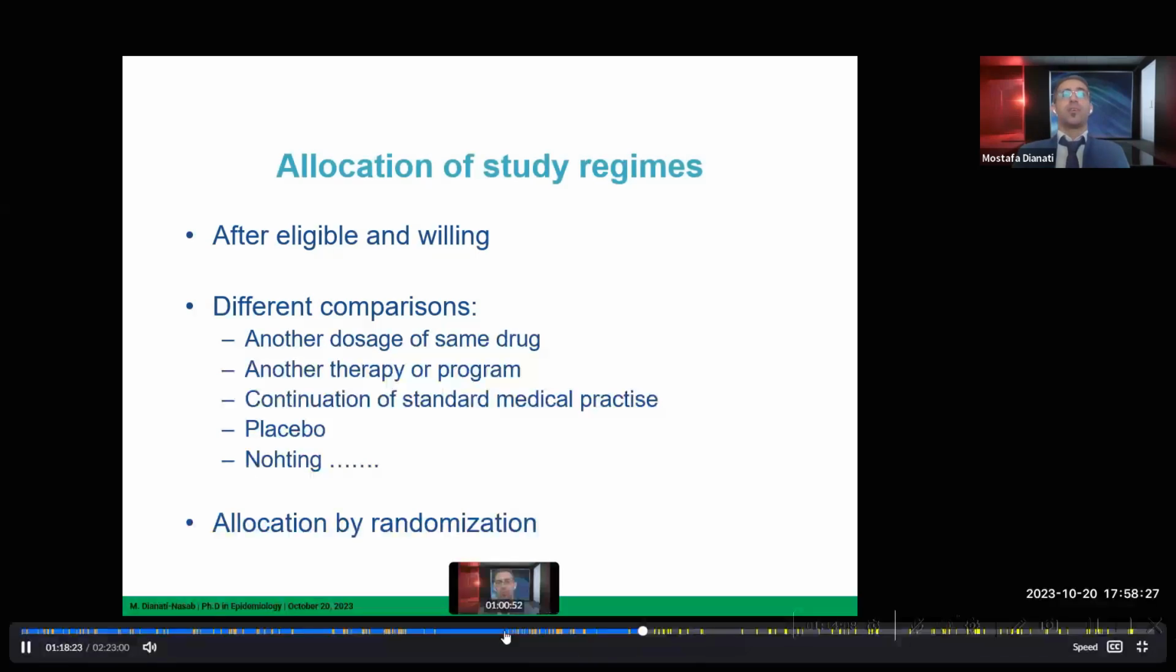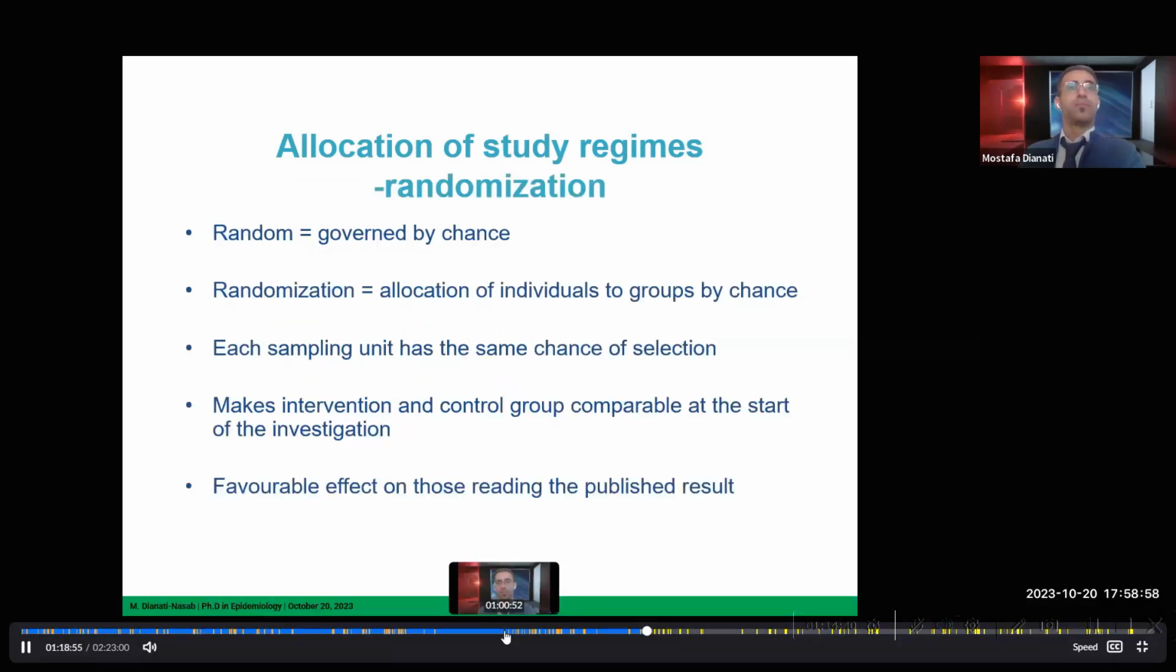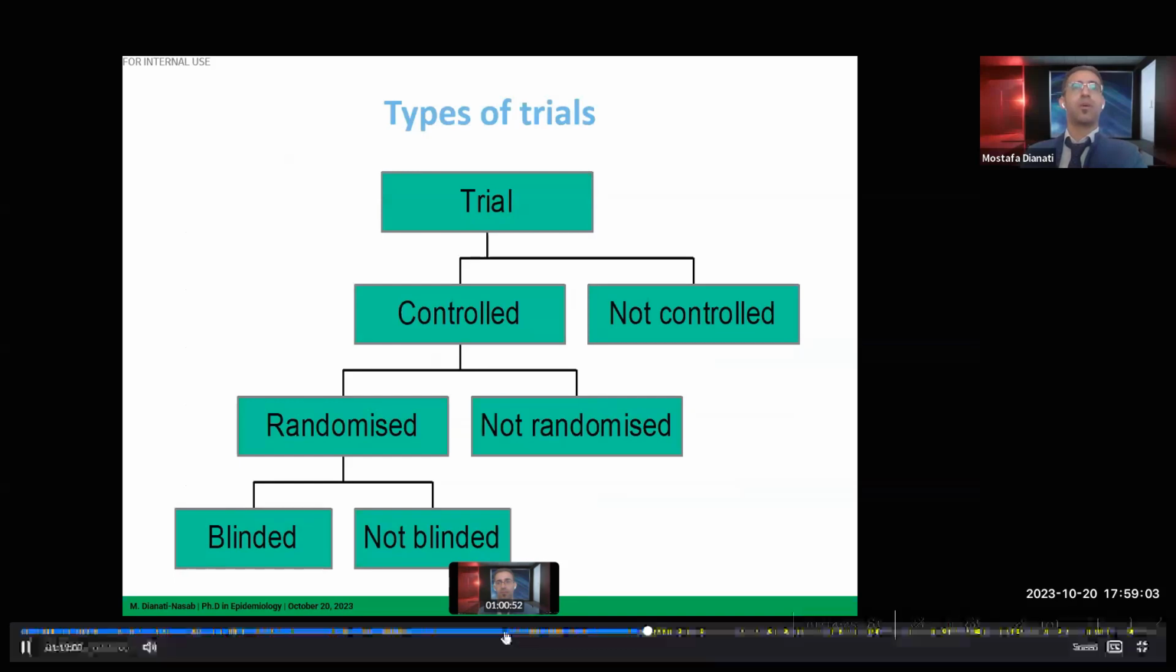So, allocation of a study regime. After the patient shows their willingness to participate in your study, you will randomly allocate the participants to two different groups. Then you will randomly allocate the drug or the intervention to both groups, okay? Yeah, I already covered this slide for you, so let's go ahead.